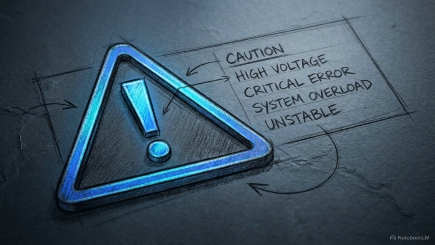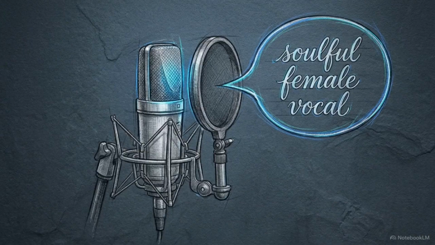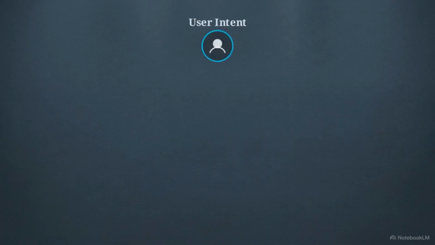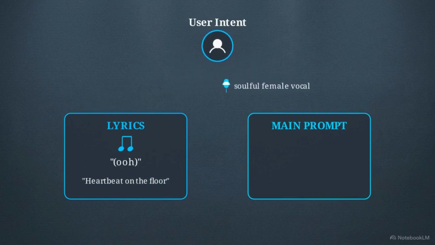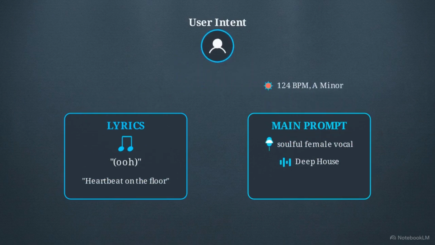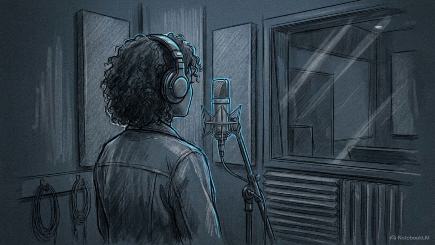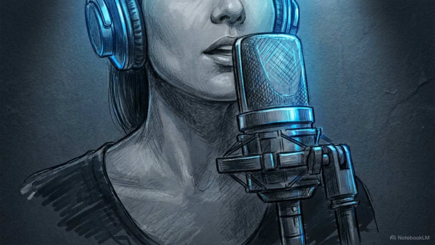Warning: the most common mistake users make here is typing stage directions or vocal styles into this lyrics box. If you write soulful female vocal in the lyrics field, the AI will literally try to sing those words. This flowchart illustrates the correct logic. Literal words to be sung flow into the lyrics box. All descriptive vocal styles must flow strictly into your main prompt box. Strictly separating the literal lyrics from the performance instructions forces the AI to behave like a directed session vocalist instead of a random generator.